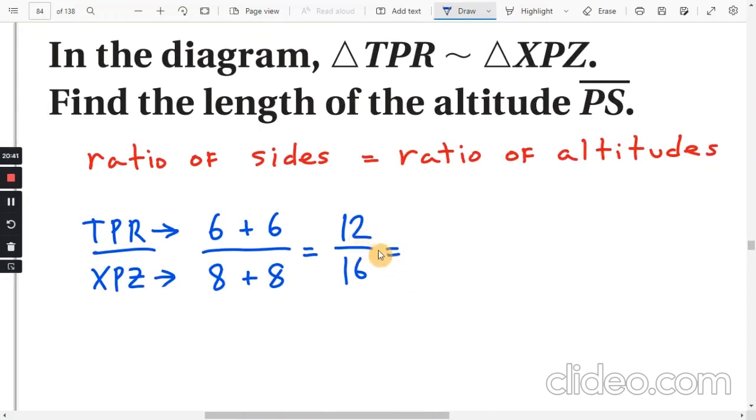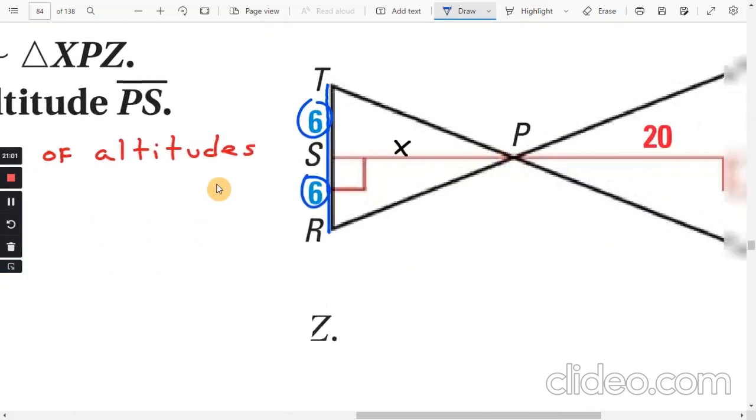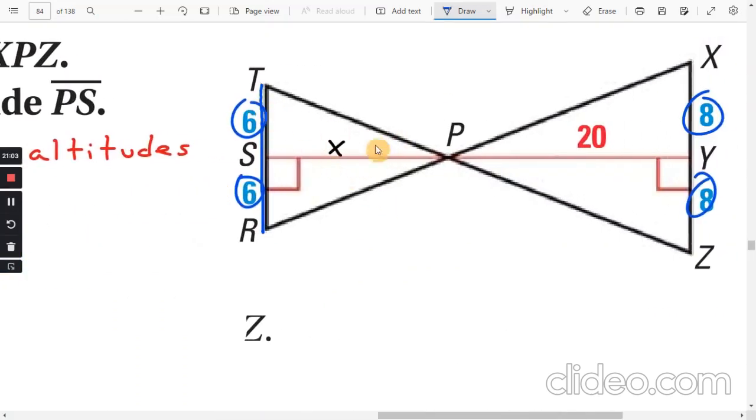Okay, these are both even, these are both divisible by 4. 12 divided by 4 is 3. 16 divided by 4 is 4. And the ratio of the altitudes, okay, the altitude for TPR, this one is TPR. Here is the altitude right here. All right, notice it's perpendicular to the side. That altitude is X.